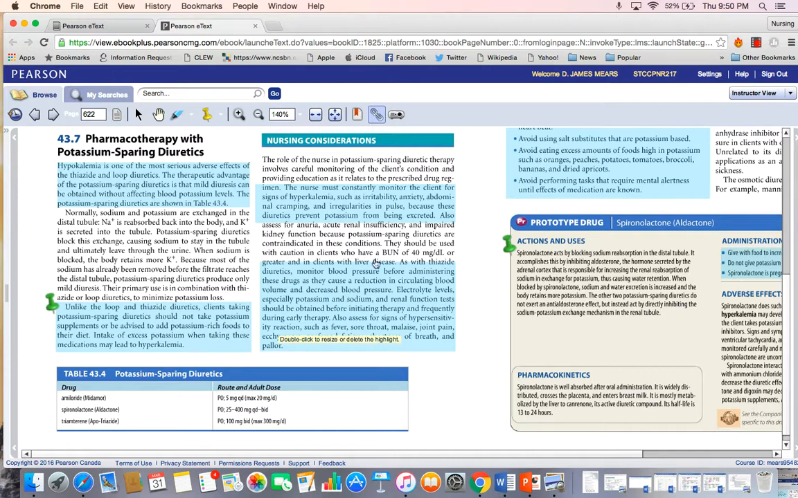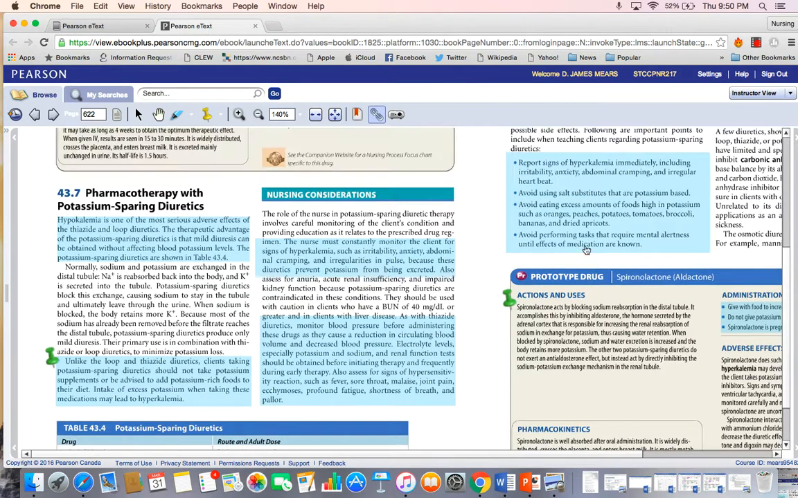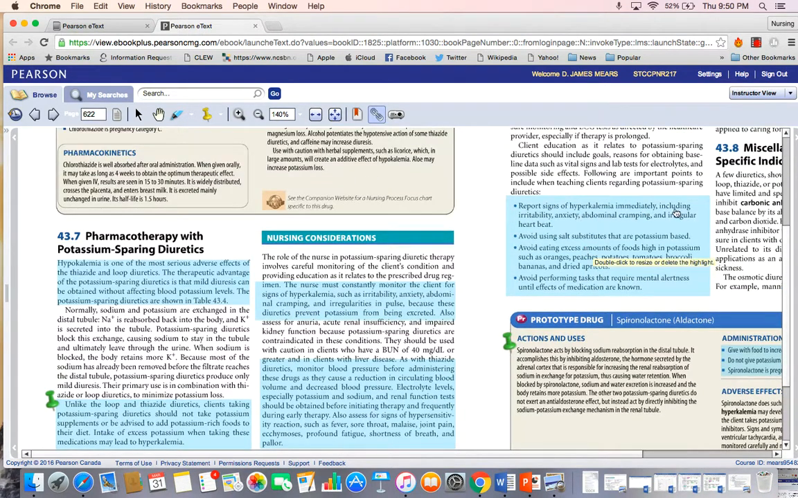I think it's important that you know the signs and symptoms of hyperkalemia, and here they are: irritability, anxiety, abdominal cramping, irregularities in their pulse or heart rate. That could be tachycardic, or fast, and a butterfly feeling in their chest, palpitations, etc. So watch out for their liver and kidneys. Pay attention to those. Think about what lab levels tell us about kidneys and liver. Signs of hyperkalemia: if they experience any of these, they need to report them immediately.